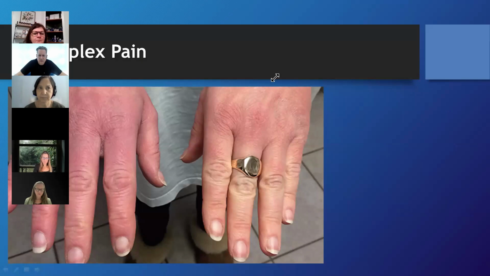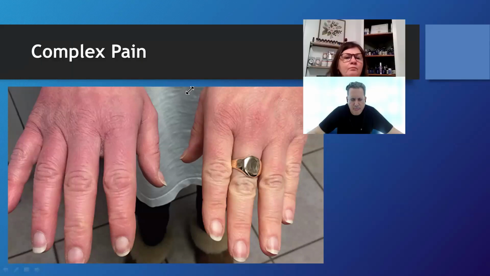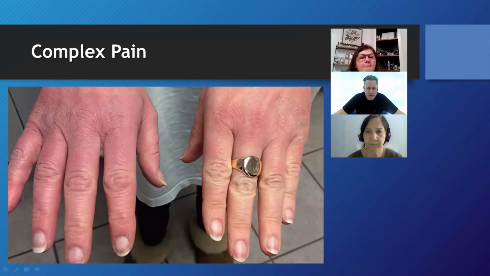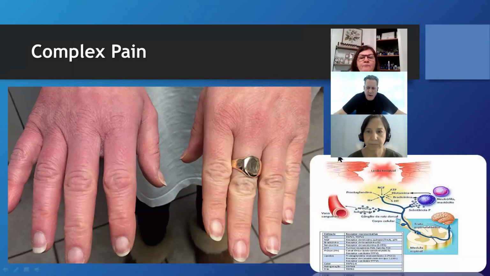Here is a patient with complex pain, and it's not possible to see where the problem is. Is it in the right or the left hand? But when we do infrared imaging, we can find the source of inflammation. The basis of infrared is to find the source of inflammation. We cannot look for something that we don't know what we're looking for.